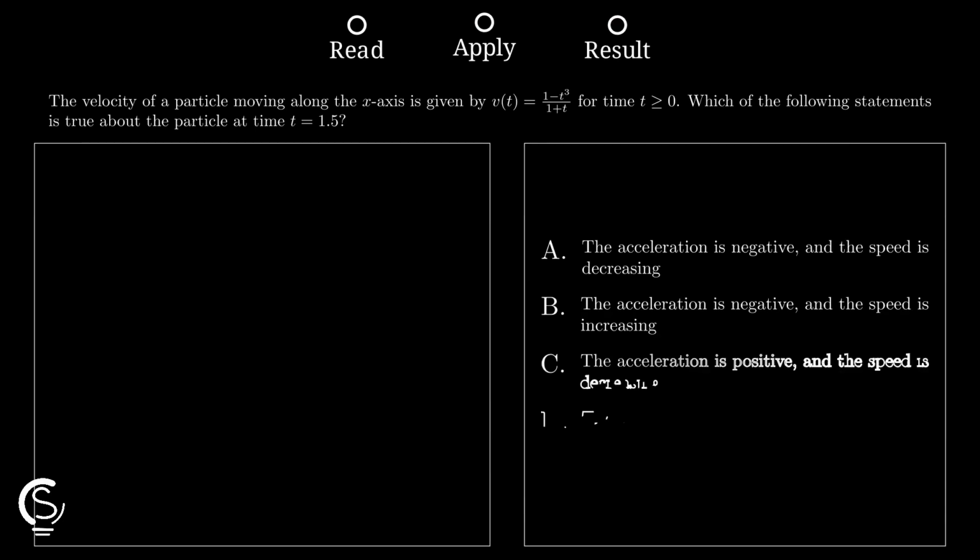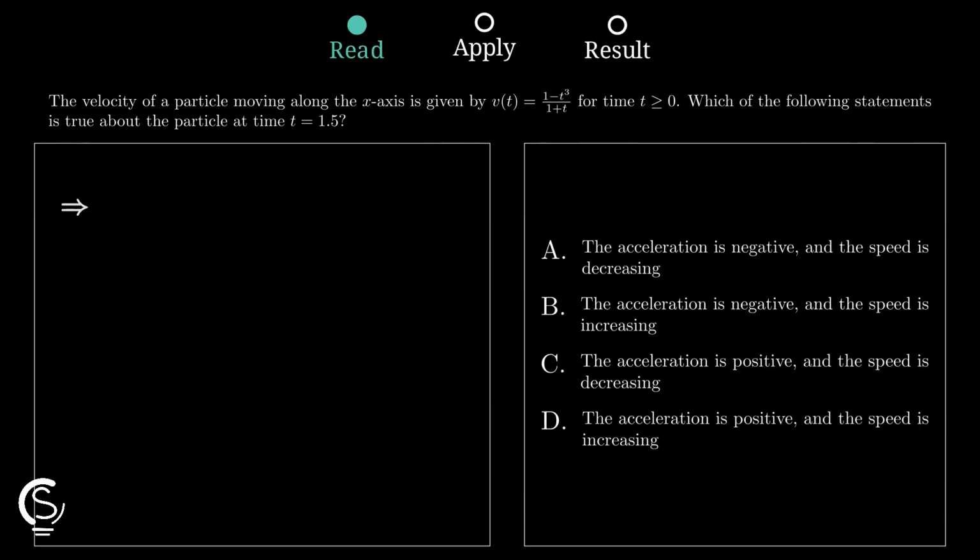First, we plug 1.5 into our velocity function. Since the numerator becomes 1 minus 3.375, the velocity is negative. This means the particle moves left.